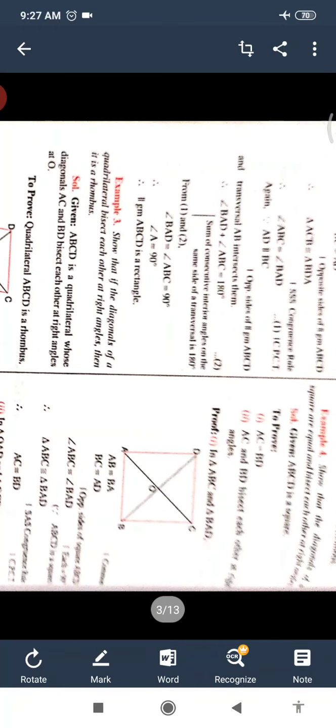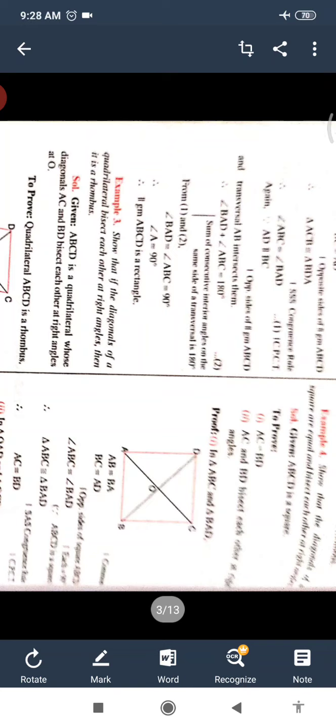Question 4 is: show that the diagonals of a square are equal and bisect each other at right angles. This we have proved. The diagonals of a square bisect each other at right angles and are equal. Now the solution: given ABCD is a square.